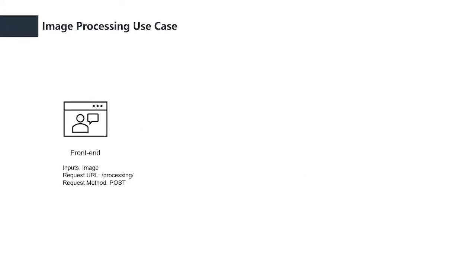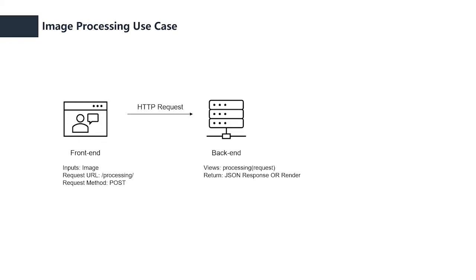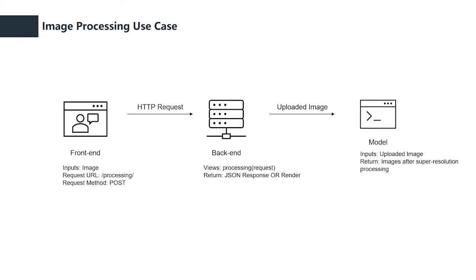When a user processes an image, the front-end page sends the user's uploaded image and the selected mode information to the backend as an HTTP POST request, and the view function responds to the request and calls the corresponding image super resolution model to process the image. When the processing is completed, the backend sends the processed image to the front end for the users to download.